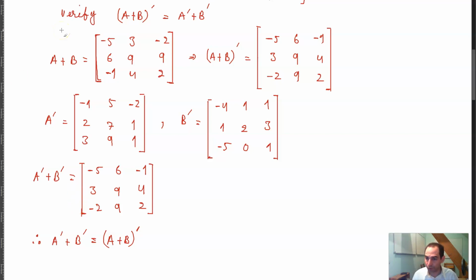Okay, so now one more thing which is also important is that we said that (A plus B) whole prime is equal to A prime plus B prime. If you write (A minus B) whole prime, that is equal to A prime minus B prime. Meaning that (A plus B) prime is equal to A prime plus B prime, and (A minus B) prime is equal to A prime minus B prime.